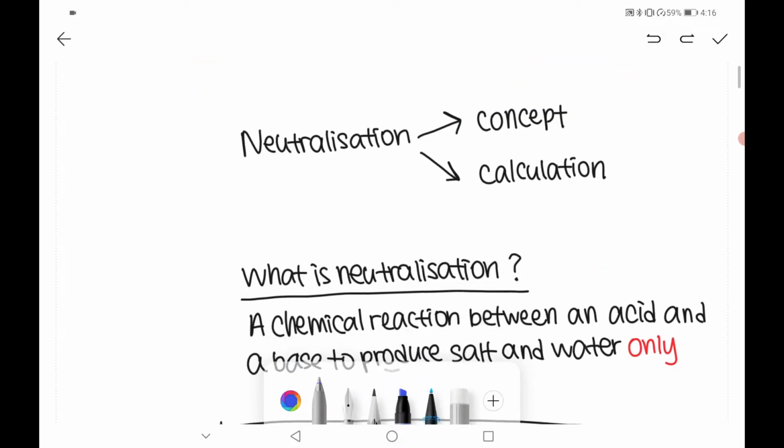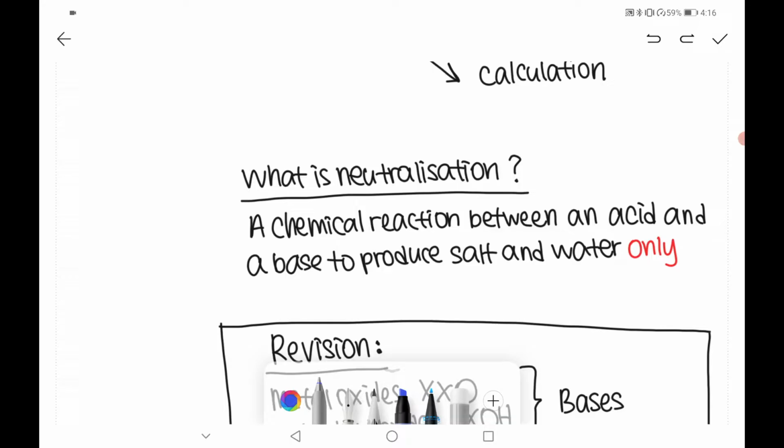First of all, we need to learn the concept of neutralization. So what is neutralization? What is the meaning of neutralization? Neutralization is a chemical reaction between an acid and a base. We take acid and base and mix them together so that they can produce salt and water only. So for neutralization, the final product must be salt and water.